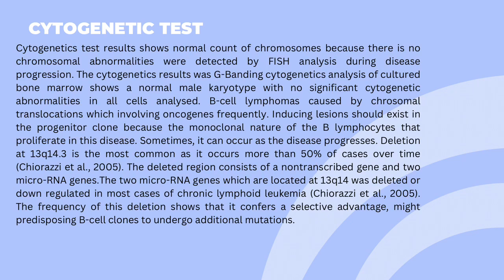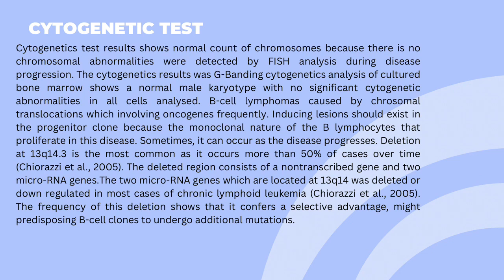B-cell lymphomas are frequently caused by chromosomal translocations which involve oncogenes. Inducing lesions should exist in the progenitor clone because of the monoclonal nature of the B lymphocytes that proliferate in this disease. Sometimes it can occur as the disease progresses.